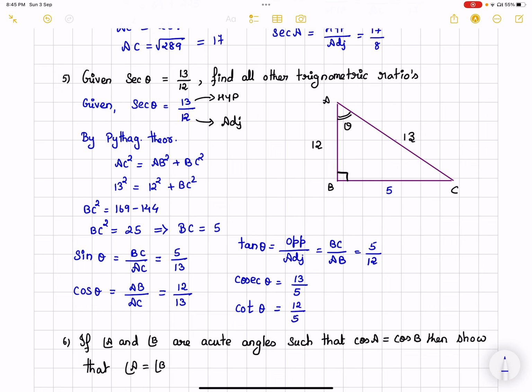So this is how we would be finding it out. We have found all the other five trigonometric ratios which they asked for. With this problem, I'm winding up this video. The next five problems we will do in the next video.